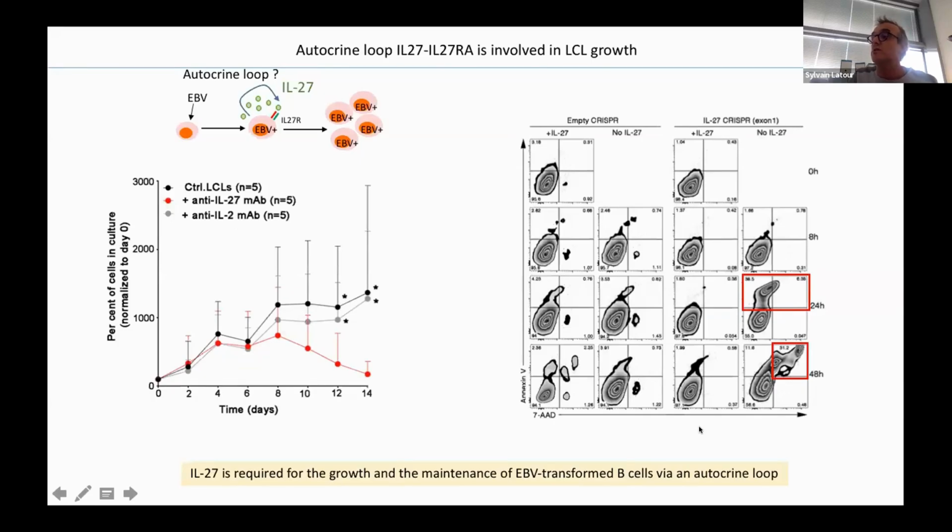So this result indicates that IL-27 is required for the growth and the maintenance of EBV-transformed B cell lines via an autocrine loop. And importantly, this could explain why patients have not developed further B cell lymphoproliferative disease, such as EBV-positive lymphoma or B cell lymphoma, following their infectious pneumococcal disease.